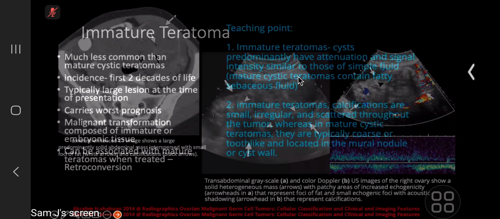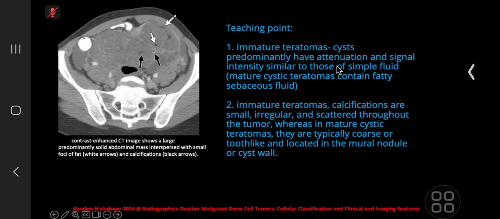Immature teratomas will have a cyst that predominantly has attenuation and signal intensity similar to that of simple fluid, and mature cystic teratoma will have a sebaceous or fatty component. Calcifications are small, irregular, and scattered throughout the tumor. This is very important in immature teratoma. You can appreciate these small, tiny specks of calcification here, and also these fatty components, so it should be quite heterogeneous. Whereas in mature cystic teratoma, they are typically coarse or tooth-like and located within the mural nodule.